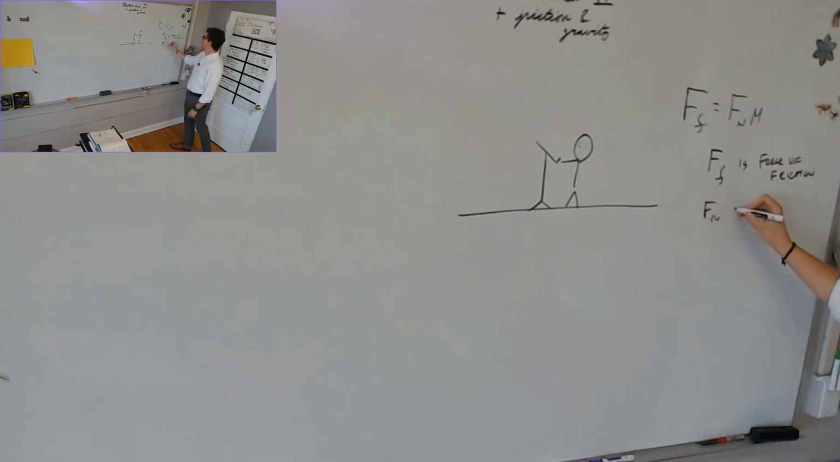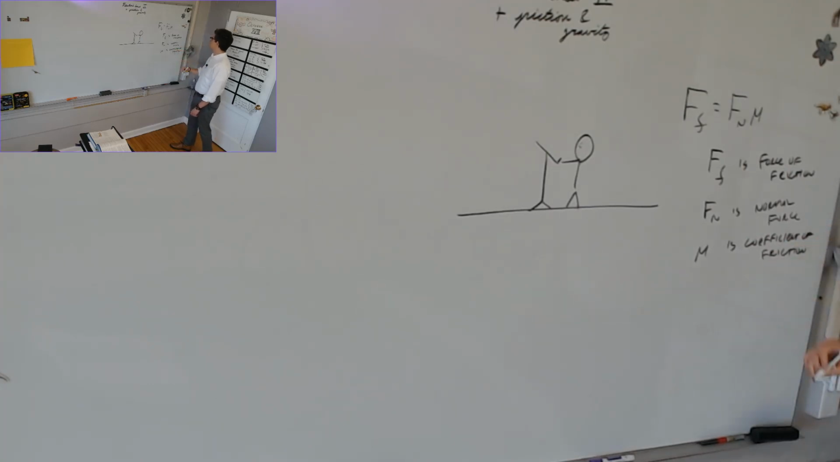F sub n is the normal force, and mu is the coefficient of friction. What is the normal force measured in? What unit measures the normal? Newtons. What is the friction force measured in?